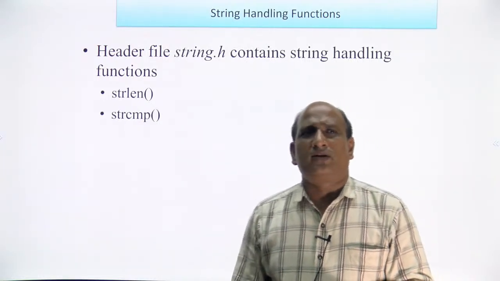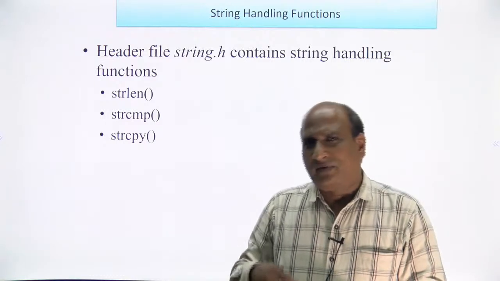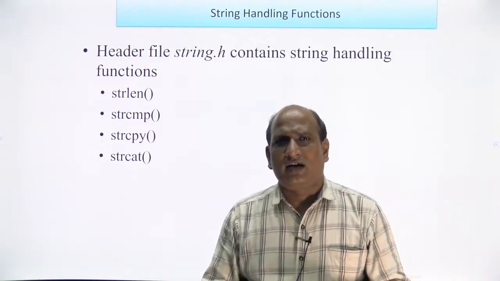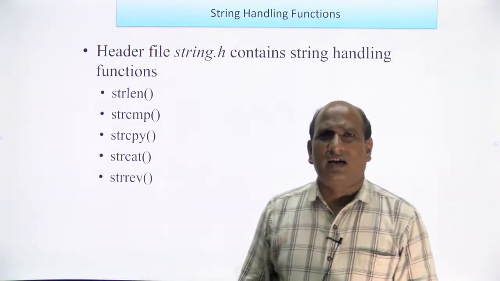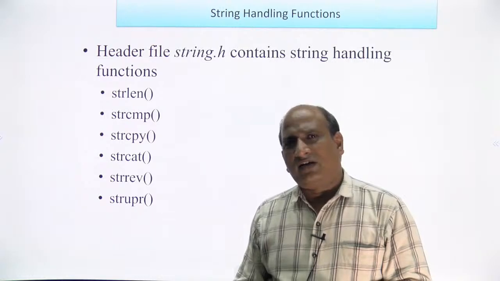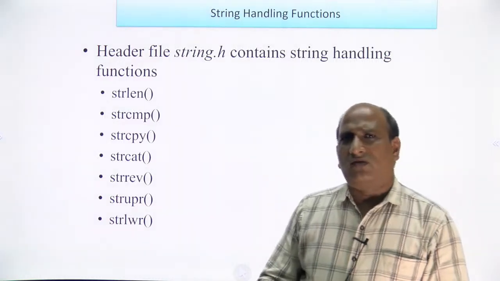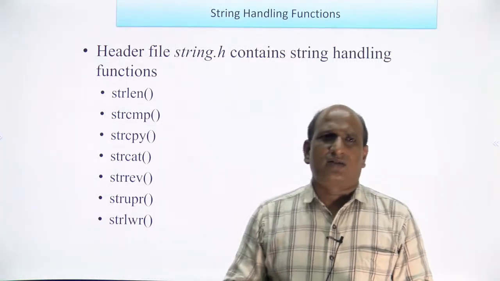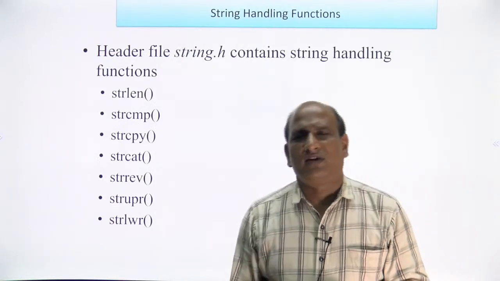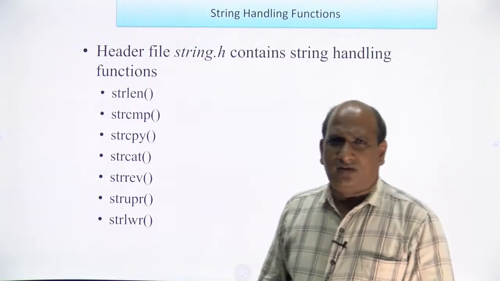strcmp is used to compare two strings. strcpy is used to copy a source string to a destination string. strcat is used for concatenation of strings. strrev is used to reverse a string. strupr is for converting the string from lowercase to uppercase, and strlwr is used to convert the string from uppercase to lowercase. So these predefined functions may be used whenever you require them. Correspondingly, we will see programmatically how we can do it.